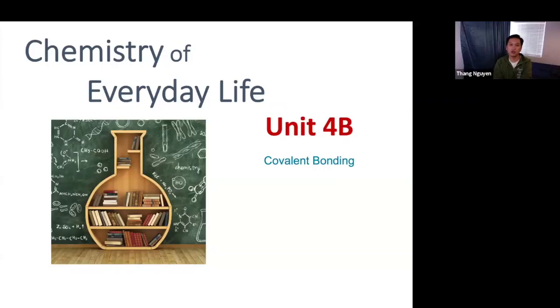So this is your fifth week, and this is your fifth lecture, but we are still going back in the fourth unit. This unit is quite big, so I've broken it up into two parts. Unit A, which was talking about ionic bonding, and Unit B, the second part, 4B, is about covalent bonding.